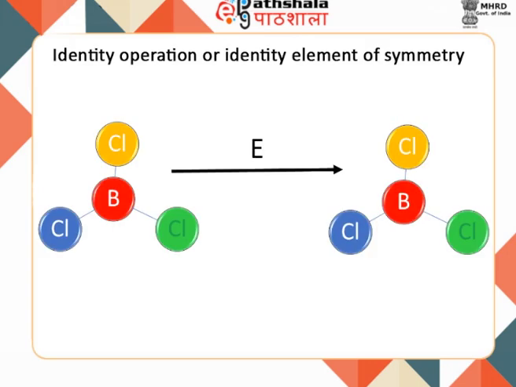In various symmetry operations, first is identity operation or identity element of symmetry. The symmetry operation which leads to the production of an orientation which is identical to the original one is called an identity operation, because every molecule is indistinguishable to itself if nothing is done to it. Every molecule possesses at least identity element of symmetry. Thus, identity operation can be carried out in all the molecules. It is denoted by the symbol E.